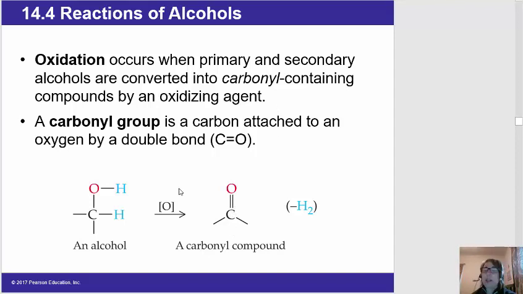So on this graphic right here, we see an alcohol where the hydroxyl hydrogen and the hydrogen bonded to that hydroxyl-bearing carbon are in blue. In brackets here is this O, which stands for oxidizing agent. And when that oxidizing agent reacts with an alcohol, then we form a carbonyl compound. So we see this alcohol has increased its number of carbon-oxygen bonds with this carbonyl group, and it has lost a carbon-hydrogen bond, so it has gotten oxidized.